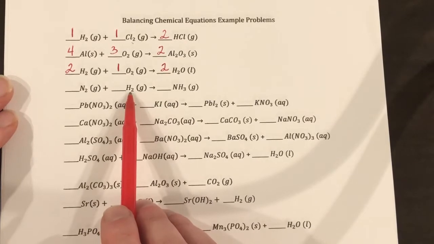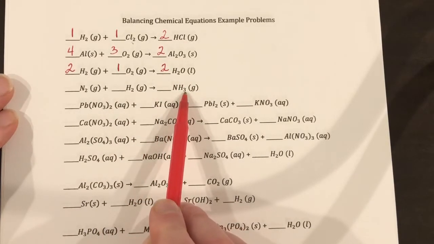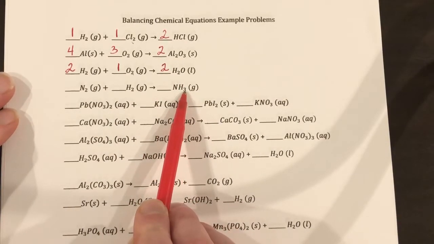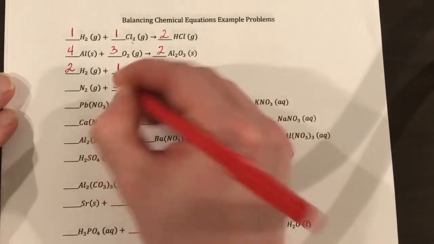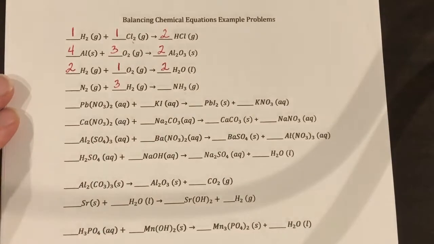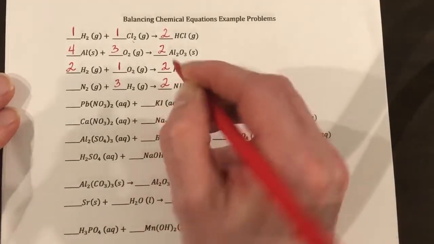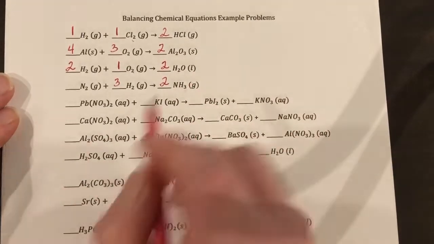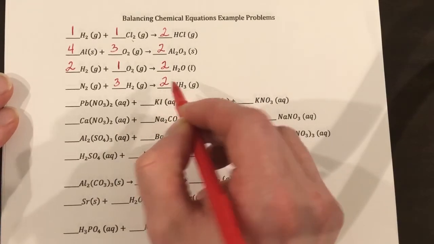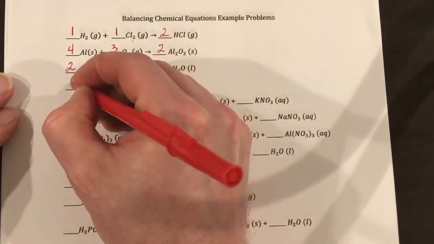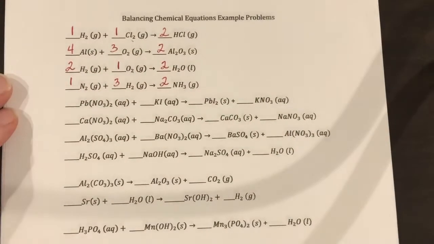Okay? Now, next example. We have 2 hydrogens on this side and 3 hydrogens on this side. So the least common multiple between 2 and 3 is 6. So we're going to put a 3 right here. 3 times 2 gives us a 6. And I'm going to put a 2 right here. 2 times 3 is 6. Now, this changes the nitrogens. 2 nitrogens here, 2 nitrogens here, and it should be balanced.